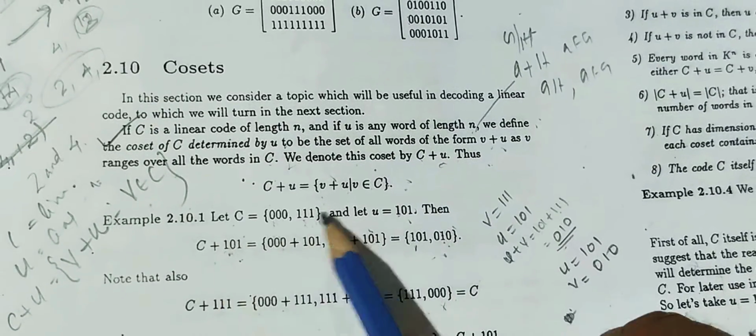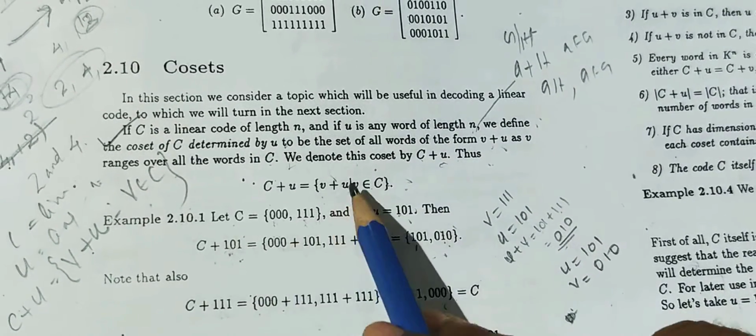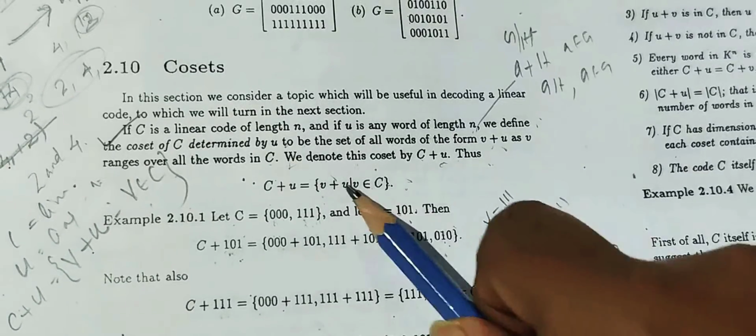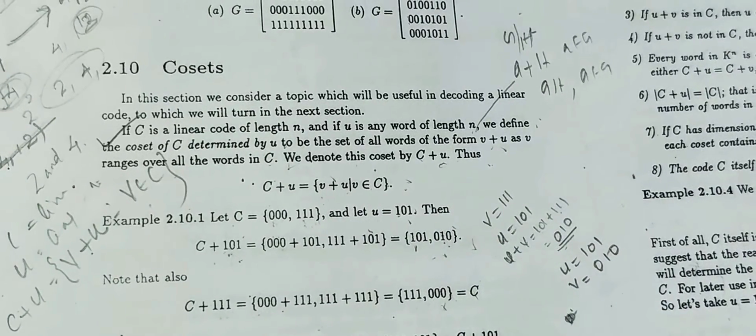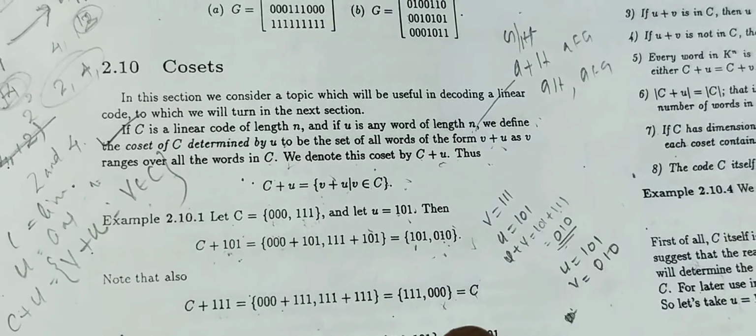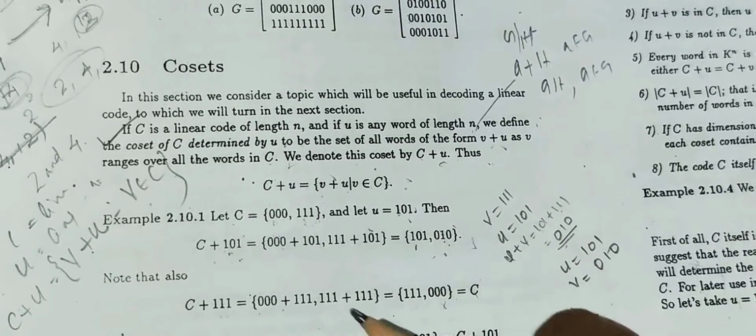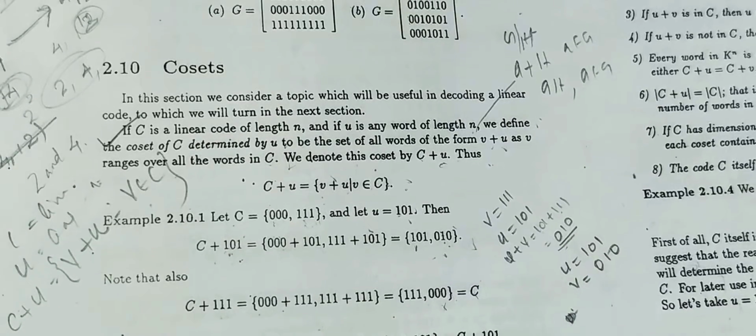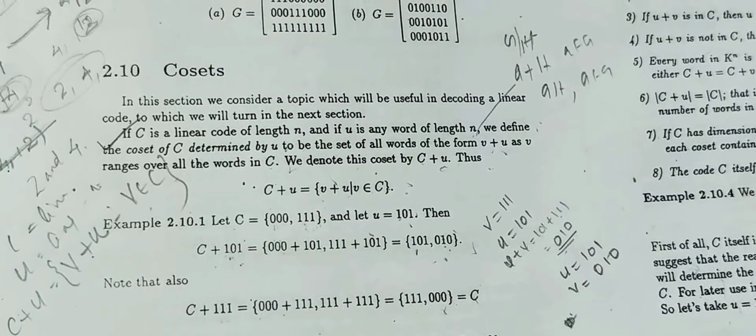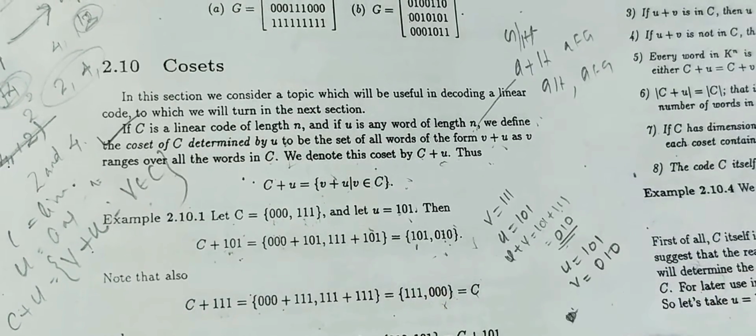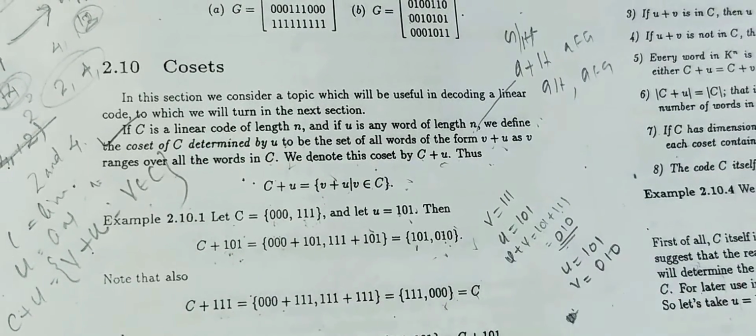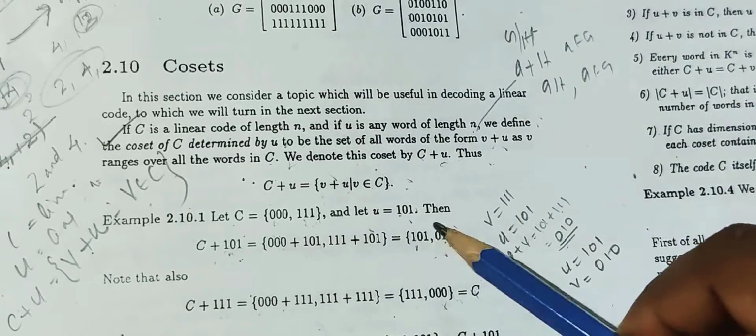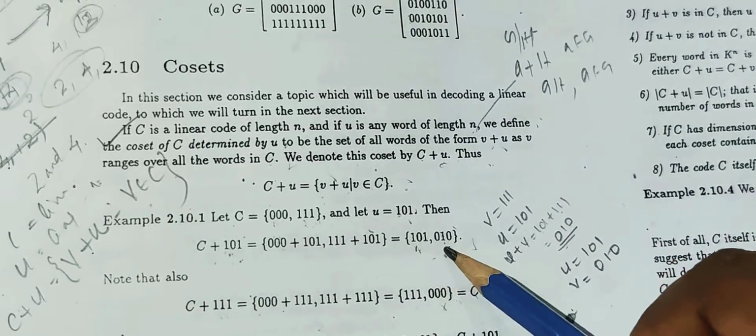And similarly U is taken as 1 1 1. Similarly we get 1 1 1 0 0, which is equal to C itself. And C plus 0 1 0 means 0 0 added with 0 1 0 and 1 1 with 0 1 0. So we get 0 1 0 1 0 1, which is equal to C plus 1 0 1. But C plus 0 1 0 and C plus 1 0 1 are the same. So what are the elements of C plus 0 1 0? 1 0 1 0 1 0.